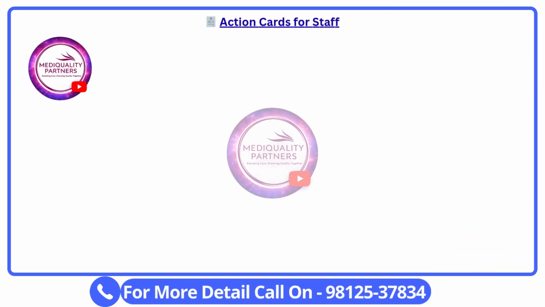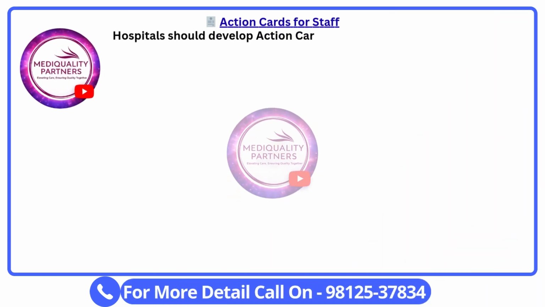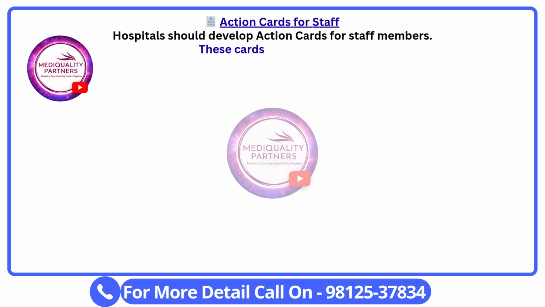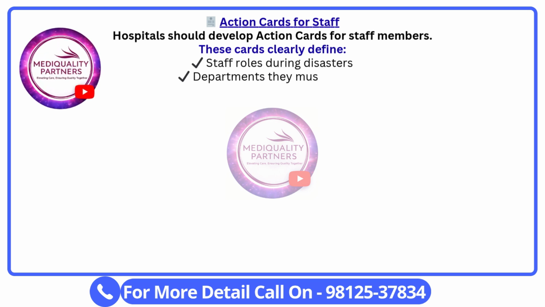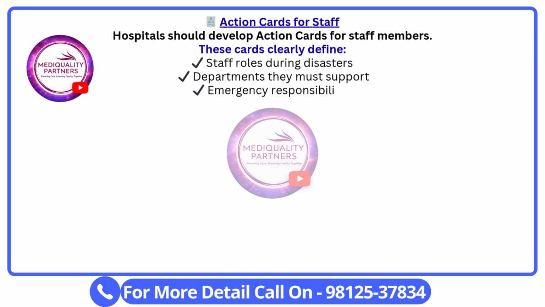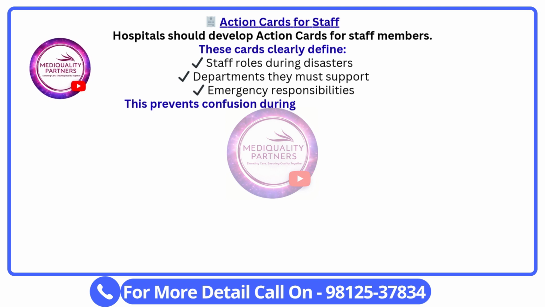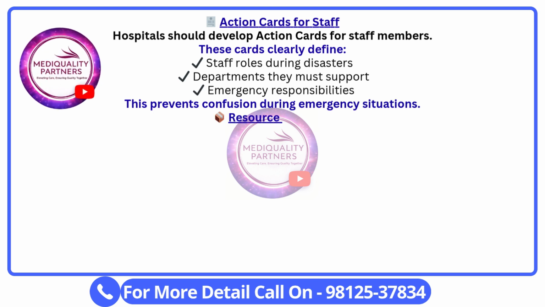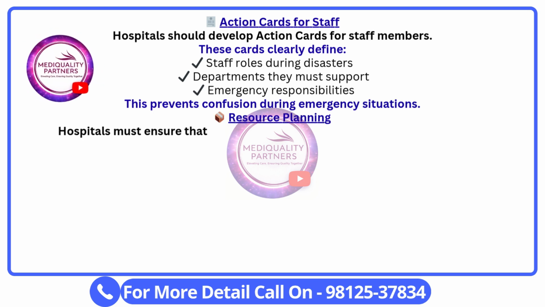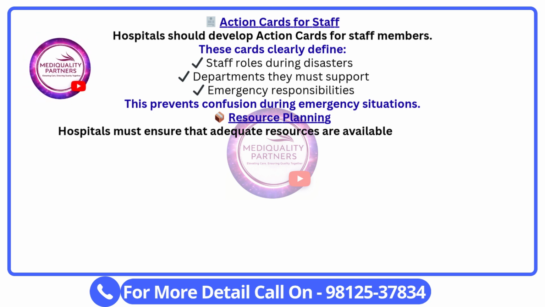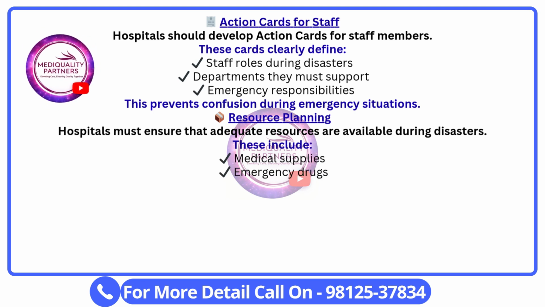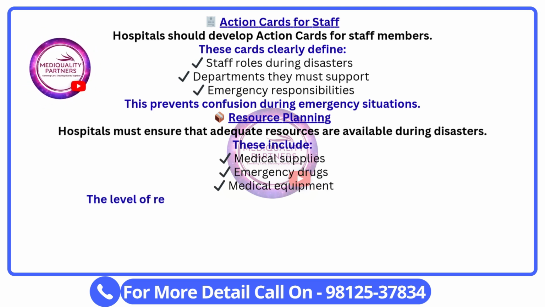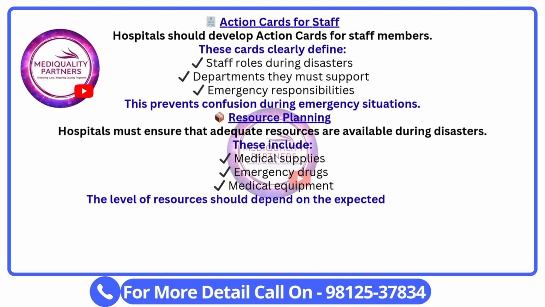Action cards for staff. Hospitals should develop action cards for staff members. These cards clearly define staff roles during disasters, departments they must support, emergency responsibilities. This prevents confusion during emergency situations. Resource planning. Hospitals must ensure that adequate resources are available during disasters. These include medical supplies, emergency drugs, medical equipment. The level of resources should depend on the expected disaster risk.